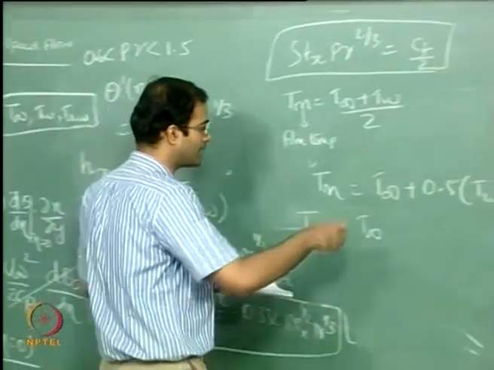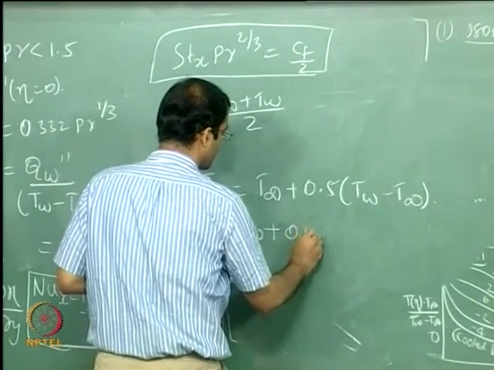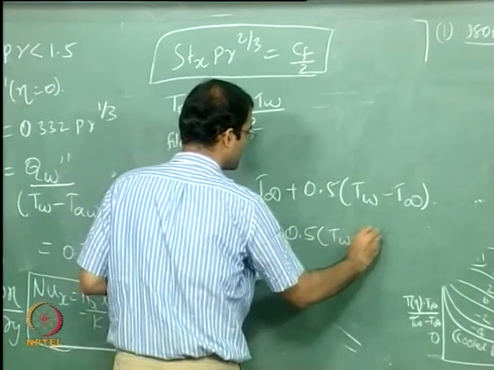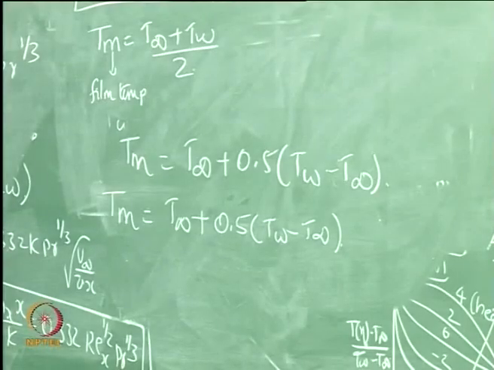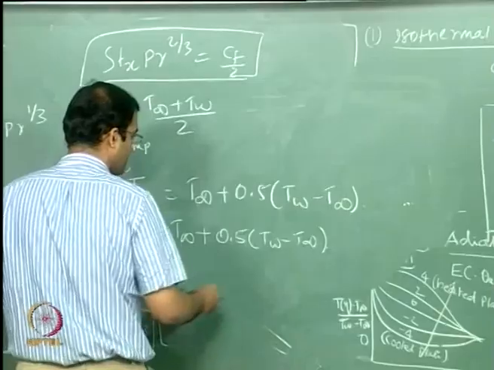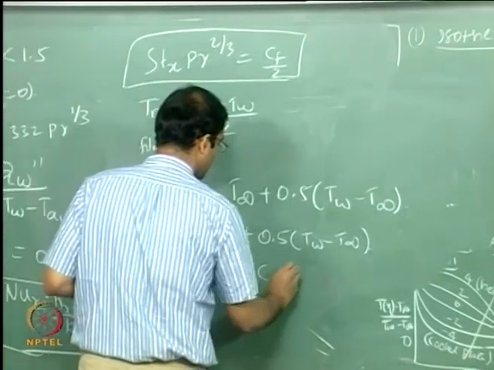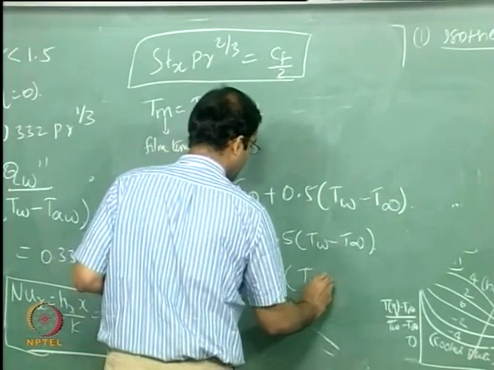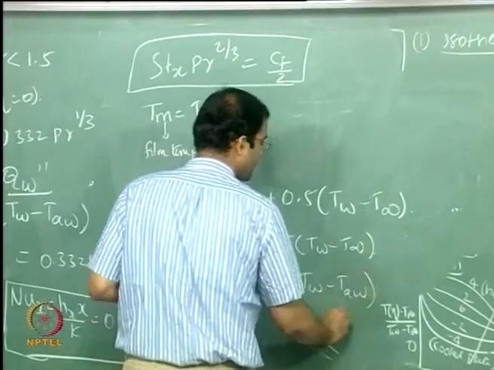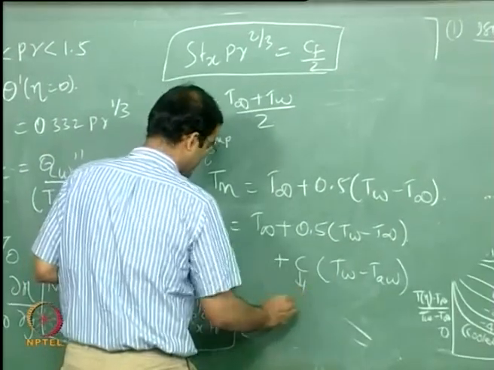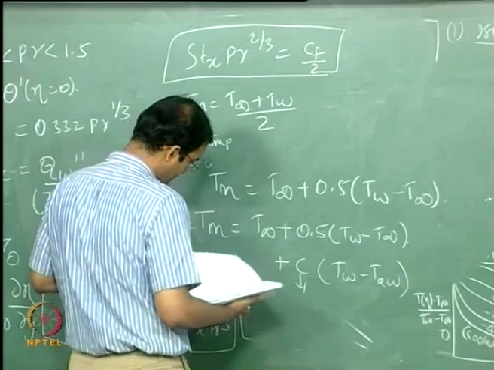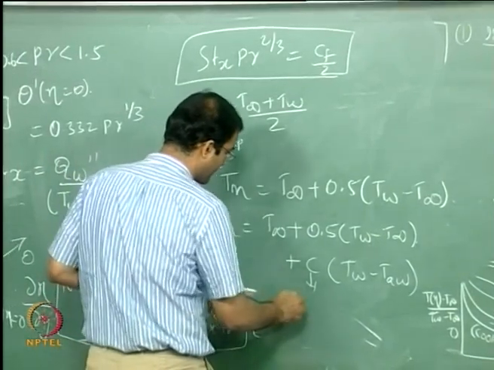Now, already you have 0.5 into T wall minus T infinity. Now you also want to account for the adiabatic wall temperature somehow. So therefore we add another constant into T wall minus T adiabatic wall. This constant is generally empirical. It is taken as something like 0.22.